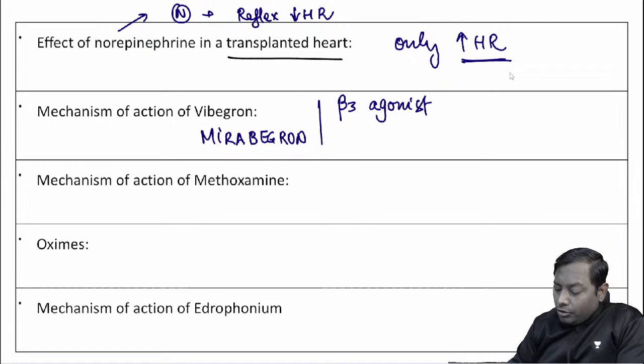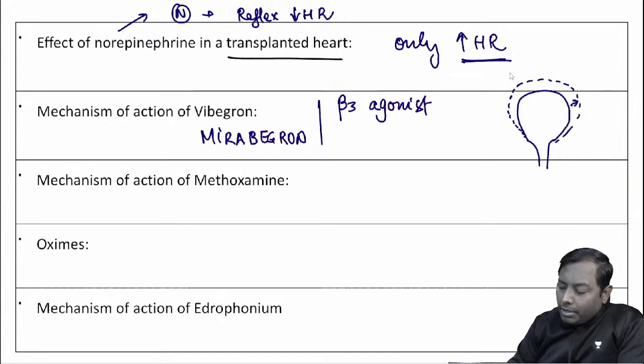Now, if mirabegron and vibegron act as beta 3 sympathetic agonists, so we all know sympathetic will sympathize. So it will sympathize the bladder as well, and they will cause relaxation of the bladder. They will sympathize everyone, including the bladder, and therefore there will be relaxation of the bladder.